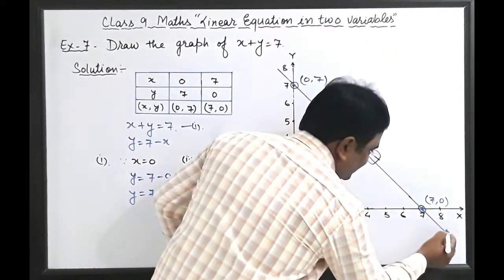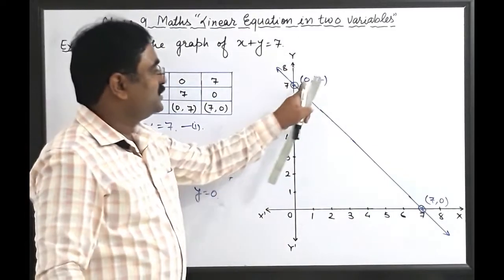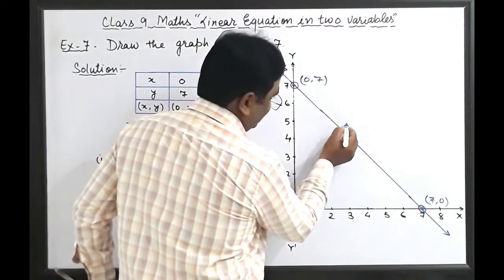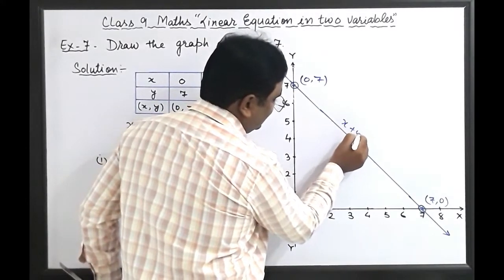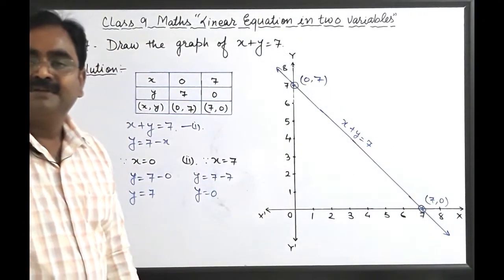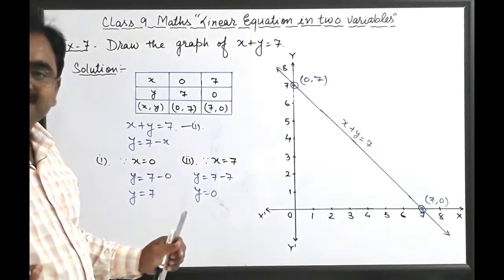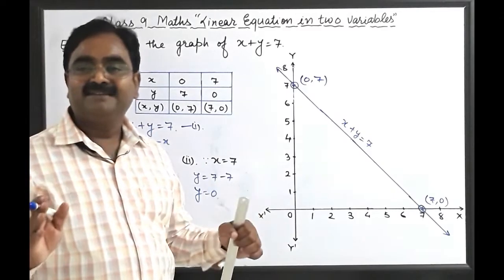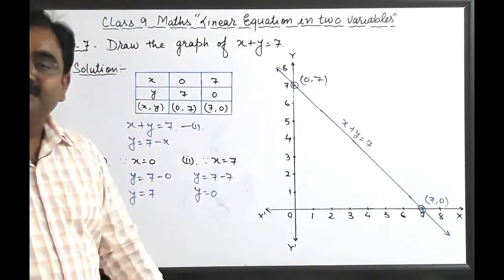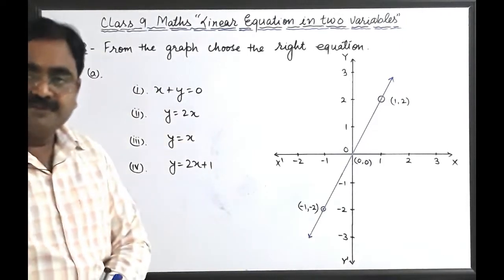So this line passes through these 2 points (0, 7) and (7, 0), and its equation was x plus y equals 7. So right friends, easy to draw. If you do it, you will feel glad drawing the graph of any linear equation in 2 variables, right?